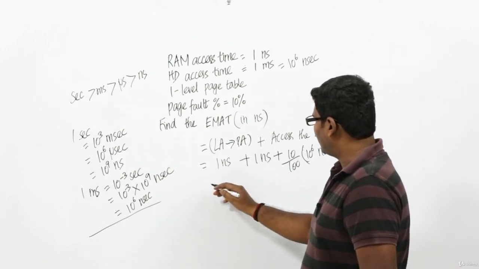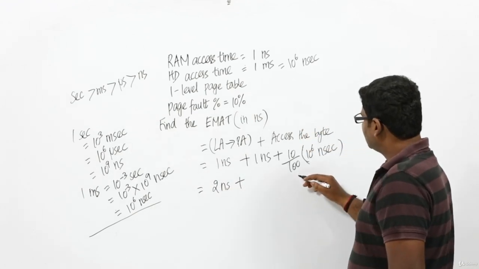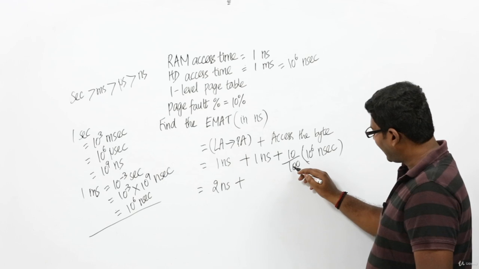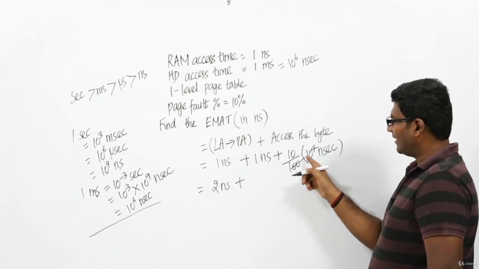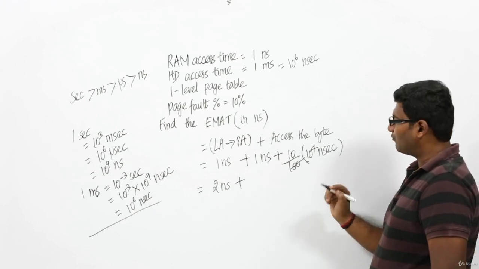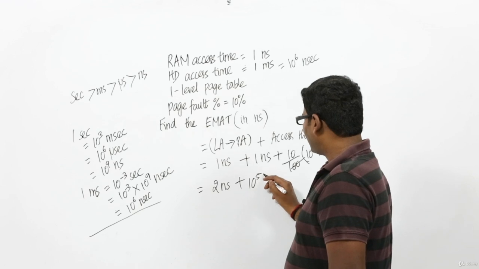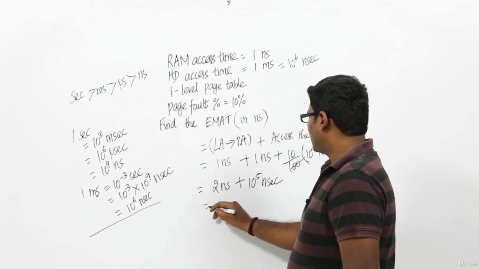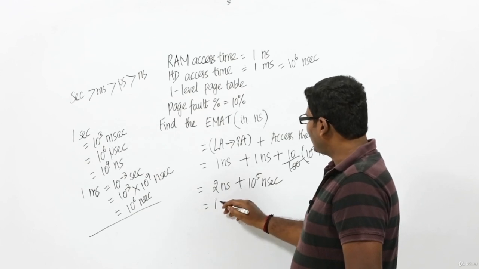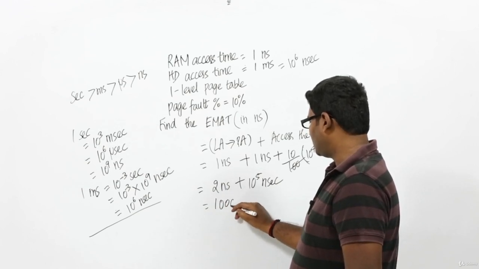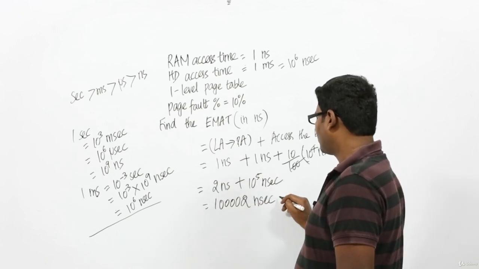So this is the answer. You can compute it. 1 plus 1 is 2 nanoseconds, plus, I can cancel both the zeros, and I can make this 10 power 4. So 10 power 4 into 10 is 10 power 5. So it is 10 power 5 nanoseconds. Now 10 power 5 is nothing but 1 followed by 5 zeros. 1, 2, 3, 4, and then I'm going to put this 2. So this is the answer.